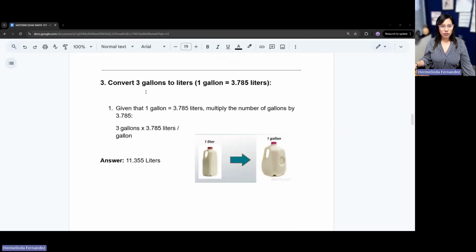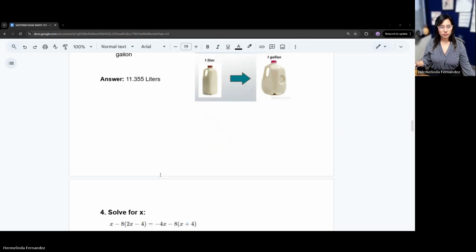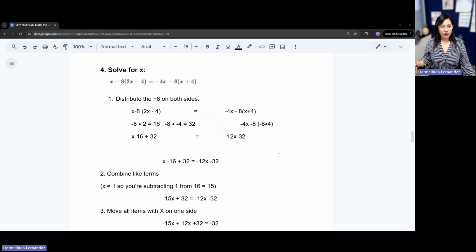Next, we're converting 3 gallons to liters. Each gallon is 3.78 liters. So if 1 gallon is 3.78 liters, we multiply by however many gallons we need. We have 3 gallons times 3.785 liters, and the answer is 11.355. That's how you convert. You're just multiplying.